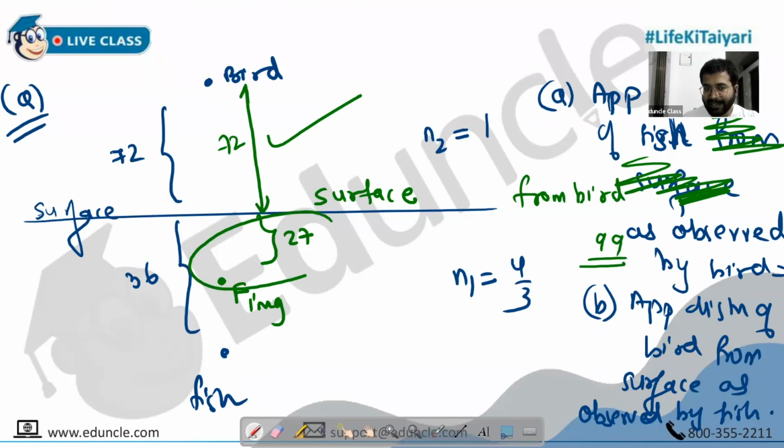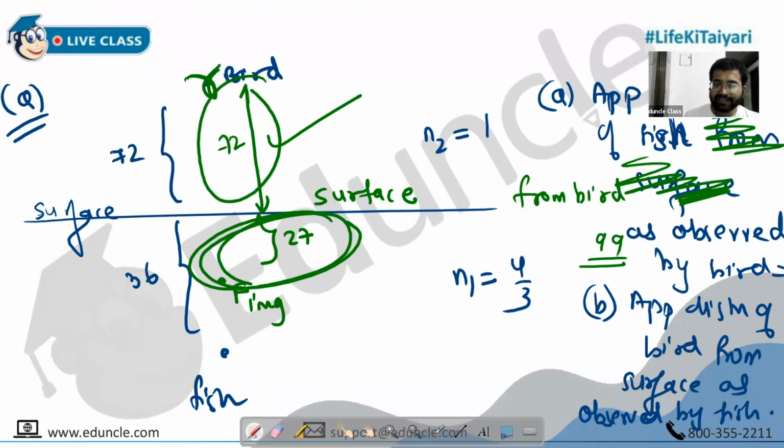Okay. This is the apparent position now. 27 from surface, but bird is here, right? Bird is here, people. So for the bird, at what distance is it? 72 from the surface and 27 from the water. So for the bird, fish is at a distance of 27 plus 72, which is 99. Any doubts? No, sir. Okay, let's move ahead.